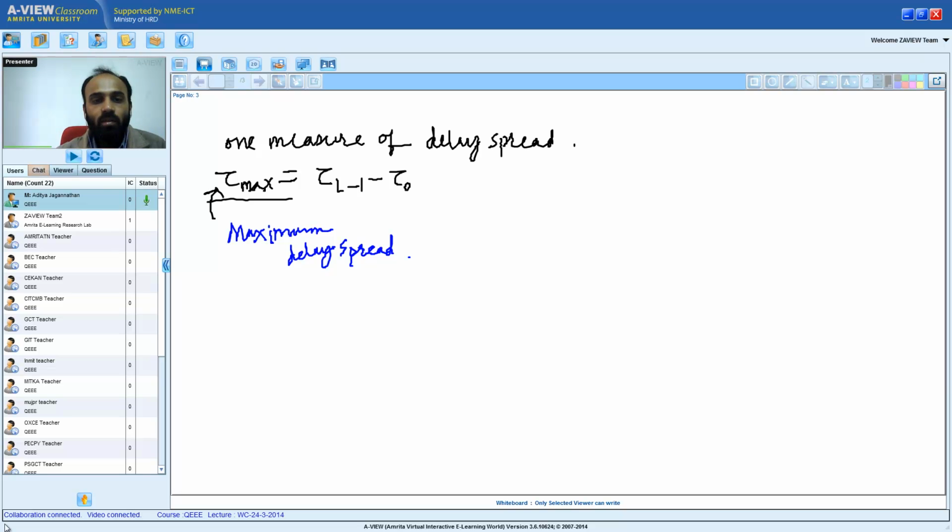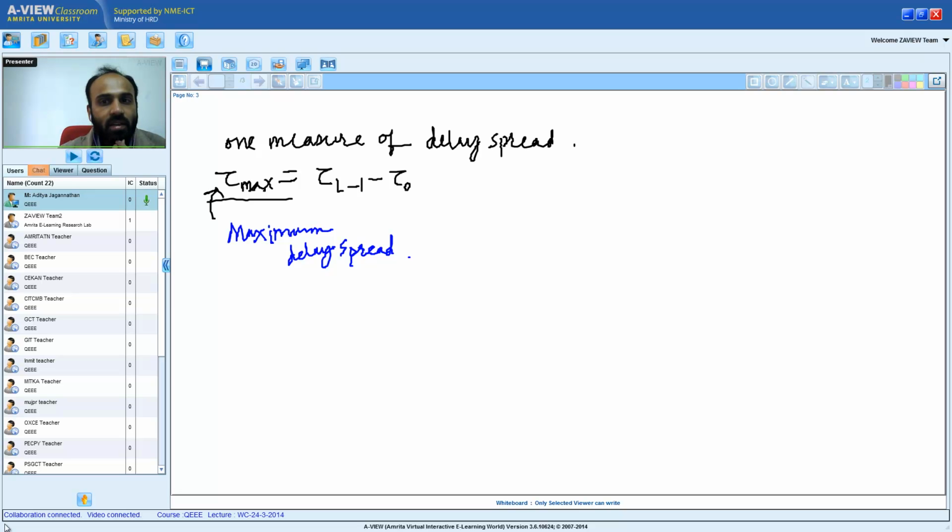Basically what we are saying is, look at the first arriving component and look at the last arriving component. The time interval between them is the delay spread. That is what we are saying. So the time interval between the first arriving component and the last arriving component is the delay spread.